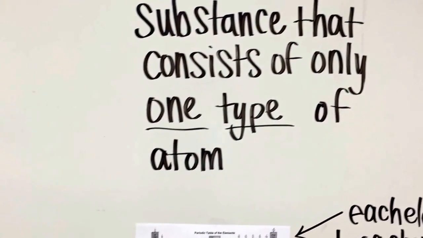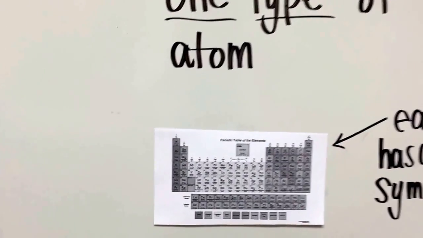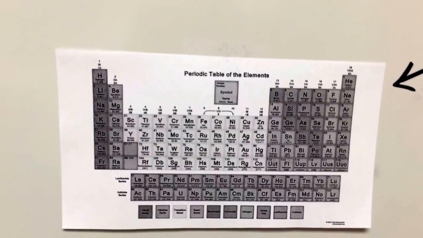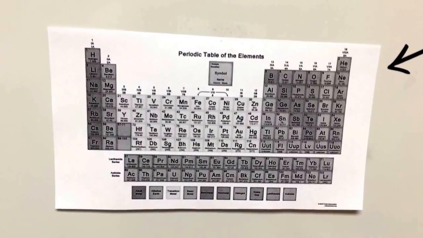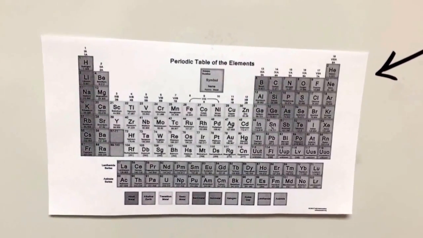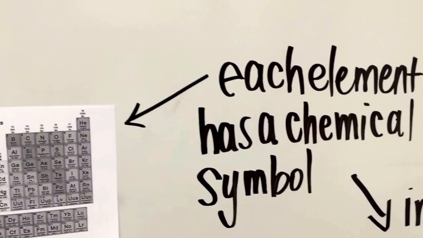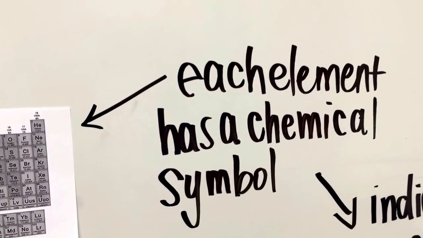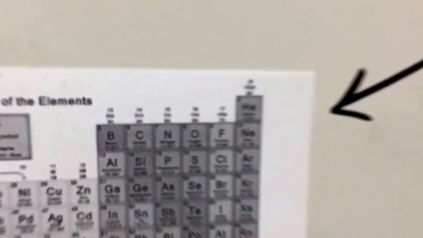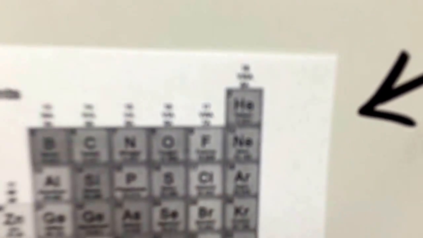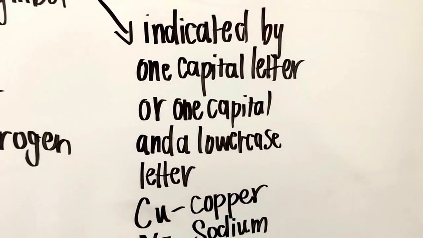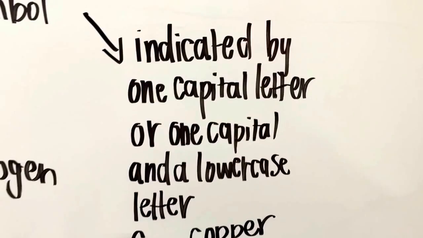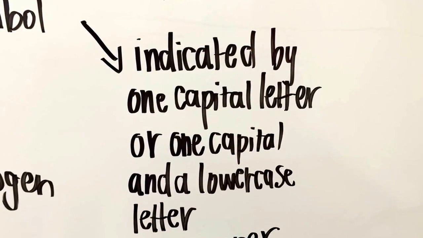So all of those elements are listed on the periodic table. All of the known elements to this day are listed on this table called the periodic table of elements. Each element that you see here has a chemical symbol, and those chemical symbols can be represented by either one capital letter or one capital letter and a lowercase letter.